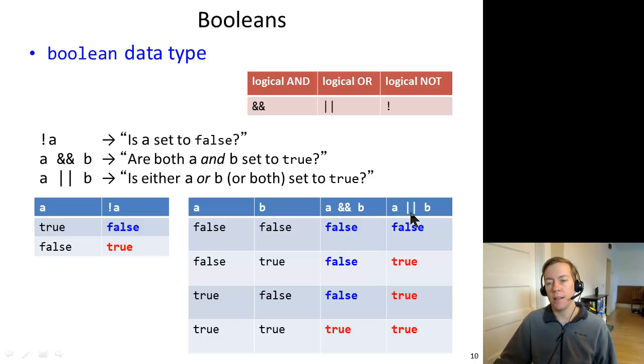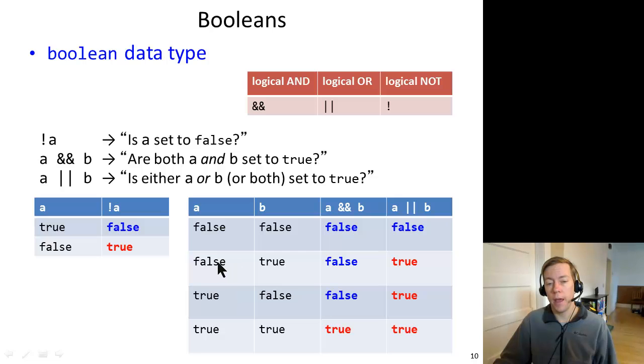Whereas A logical OR B, the vertical bar: if A is false and B is false, well, they're both false. Is A true? No. Or is B true? No. So the thing is false.